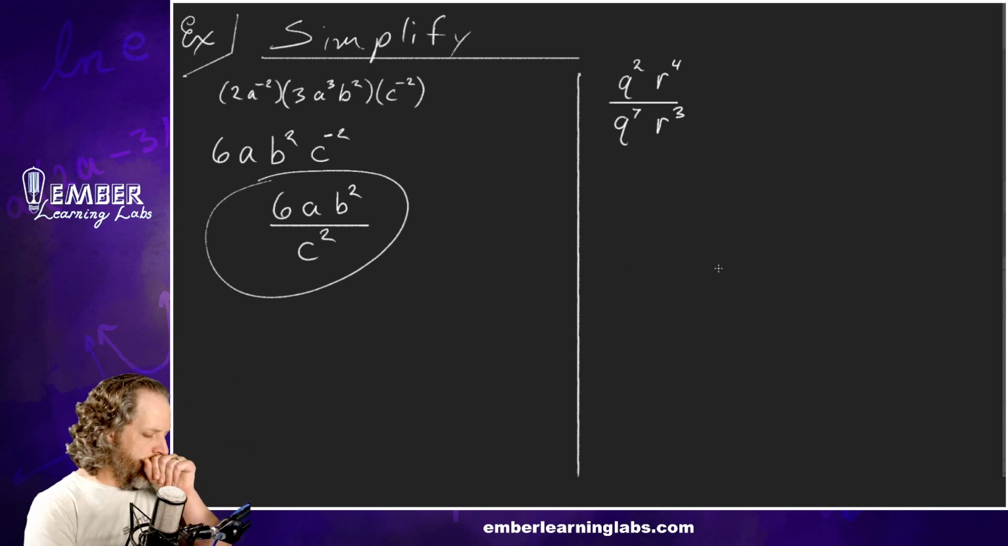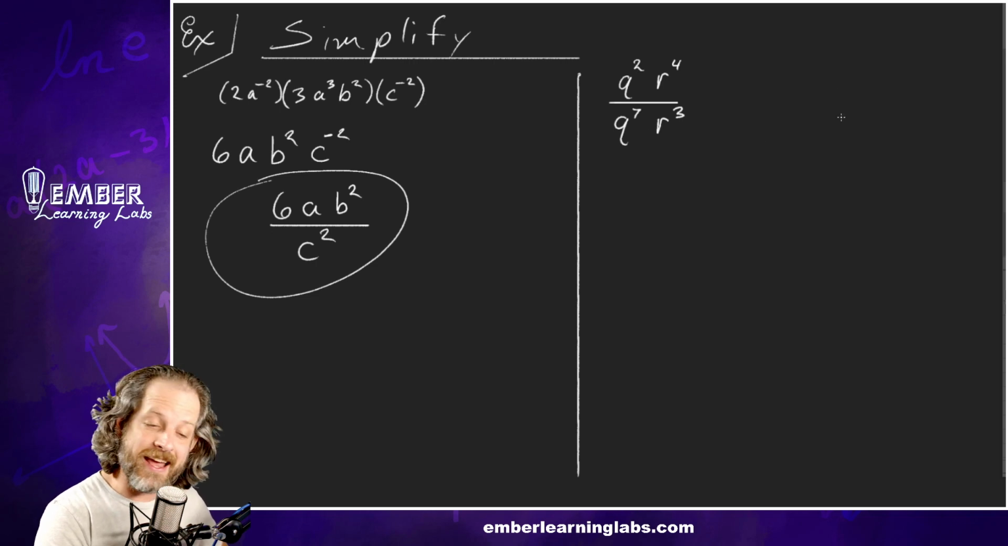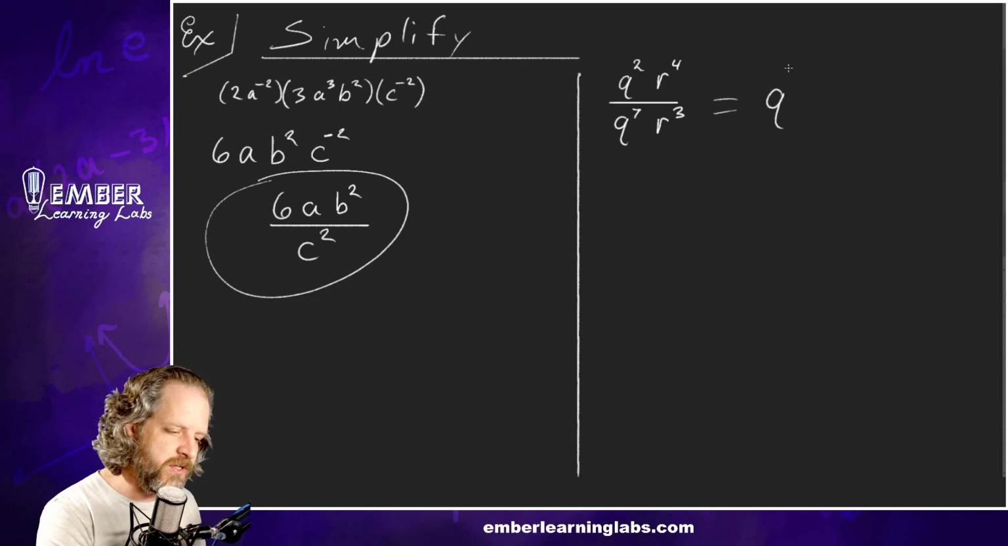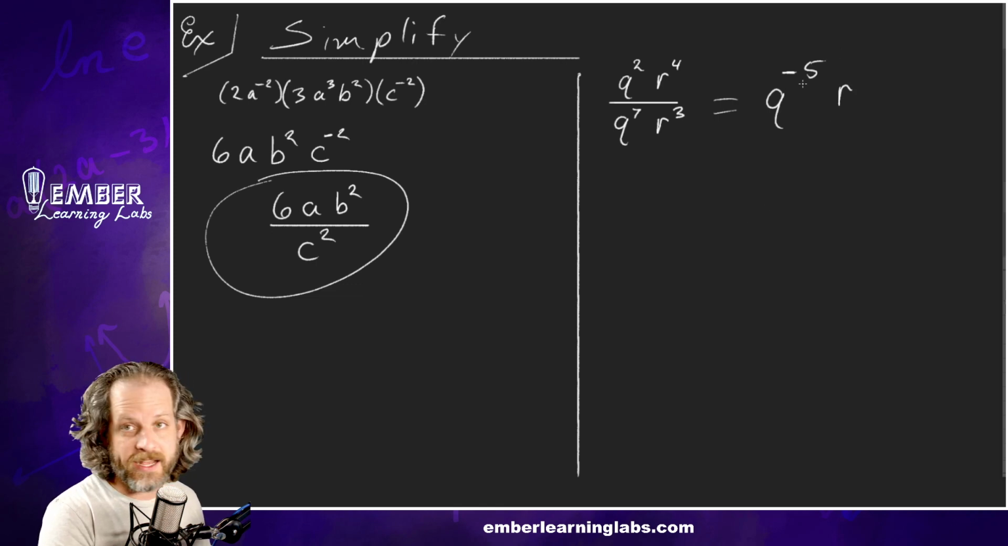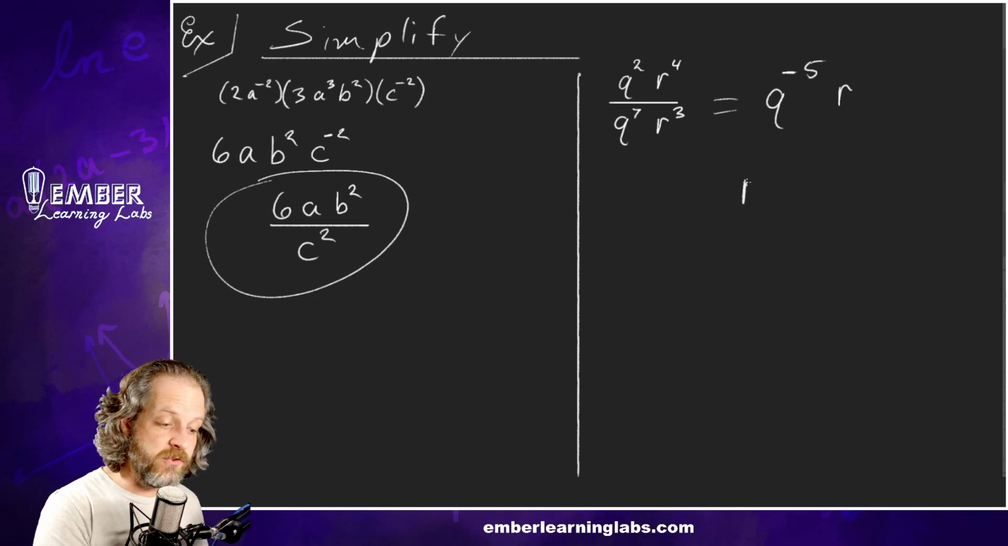All right. Over here, we got like bases divided. So what do we do with those? We subtract the exponents. So 2 minus 7 is negative 5. So this turns into q to the negative 5. And then 4 minus 3, these are like bases, right? So that would be r to the first. We don't like that negative exponent. We got to deal with him, take him from the top, bring him to the bottom. So the r stays where he's at because he doesn't have a negative exponent. Bring him down to the bottom, turn it into q to the negative 5.